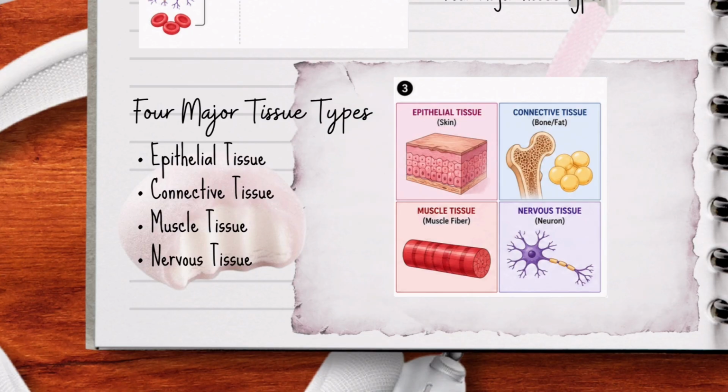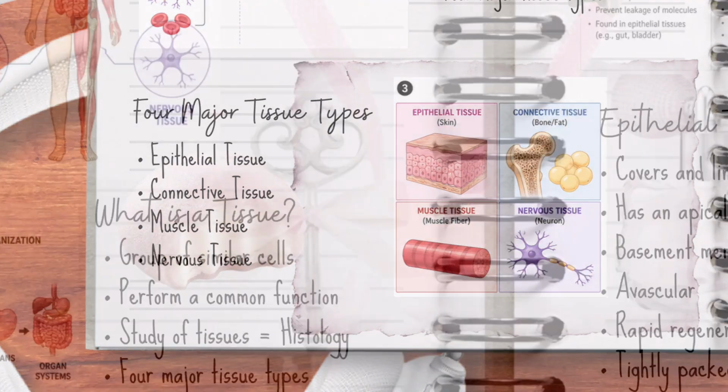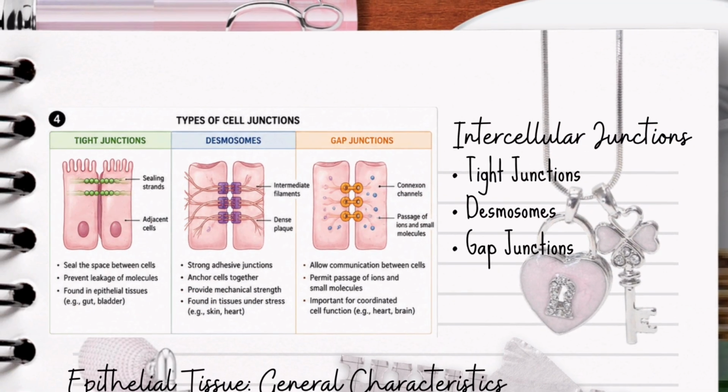Before studying epithelial tissue itself, it's important to understand how its cells stay connected. Unlike many other tissues, epithelial cells are packed very closely together. To keep these cells attached and functioning as a single layer, the body uses specialized structures called intercellular junctions. There are three major types. Tight junctions create a seal between neighboring cells, preventing substances from leaking through. They're especially important in tissues that form protective linings.